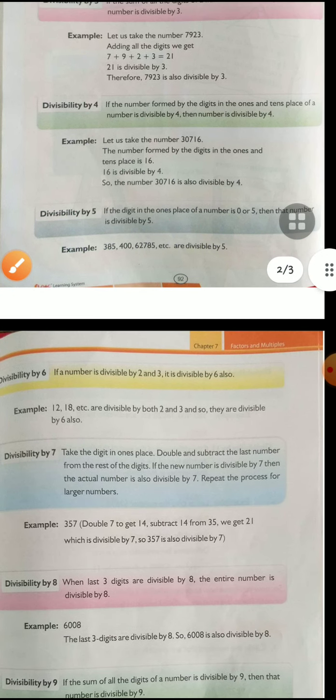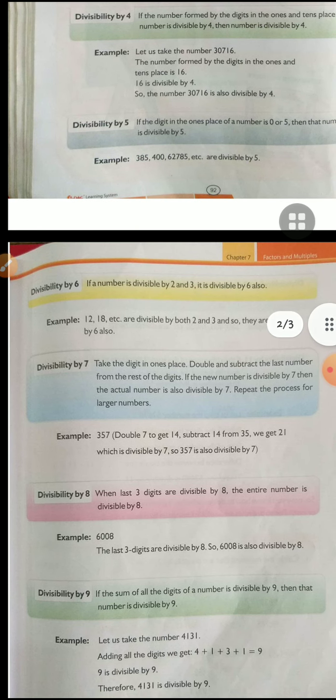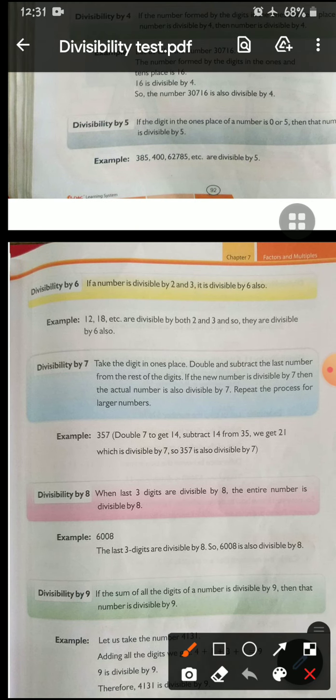After that, you have to find the divisibility by 6. When you have to find the divisibility by 6, if a number is divisible by both 2 and 3, it is also divisible by 6. For example, here 12 and 18, both are divisible by 2 and 3, so they are also divisible by 6.